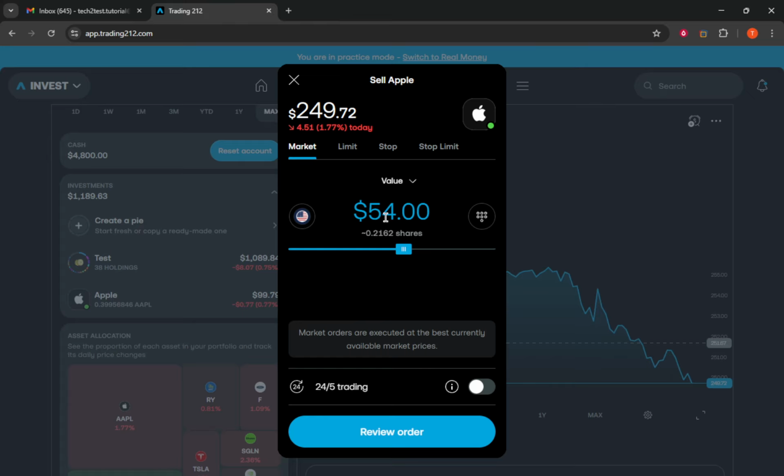Next, let's quickly break down how you want to sell. A market sell is the simplest and fastest. It aims to fill immediately at the current market price and is ideal for a quick exit when speed matters more than precision.